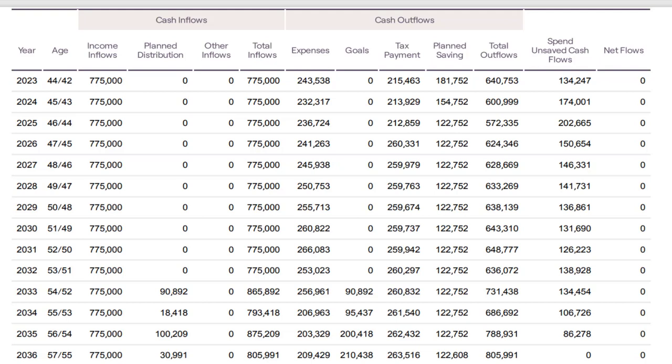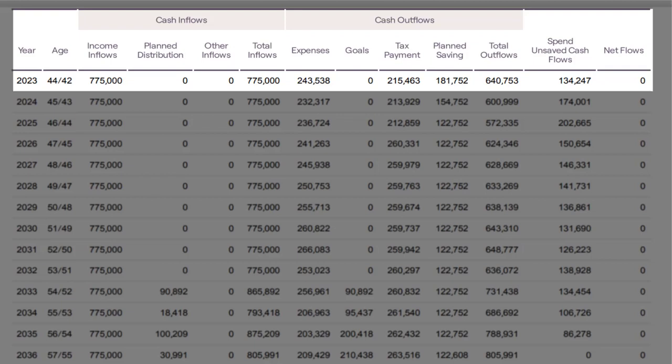It starts from today when the clients are 44 and 42 years old. This is a couple, and it goes all the way to when they are 90 years old. Today, their combined income is about $800,000. Expenses are about $240,000. Here is the tax payment, and this is how much they're planning to save in retirement accounts and other savings accounts.